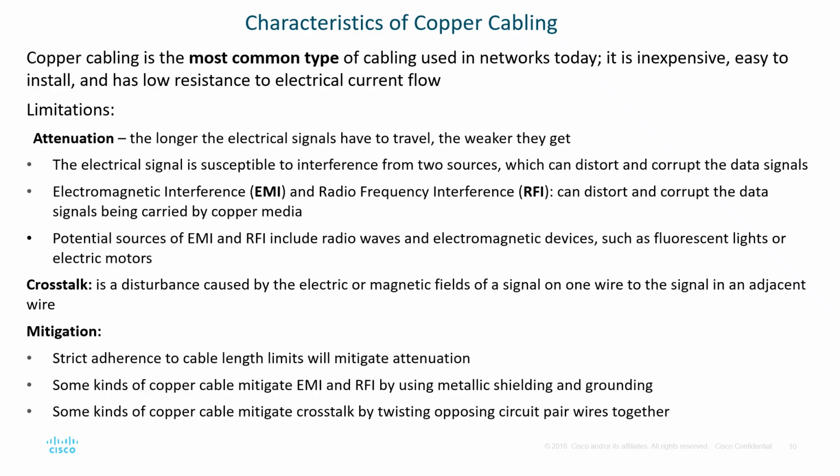strict adherence to cable lengths must be followed in order to mitigate attenuation. Some kinds of copper cable mitigate EMI and RFI by using a metallic shielding and grounding. Some kinds of copper cable mitigate crosstalk by twisting opposing circuit pairs together. Again, I can either potentially be a positive or I could potentially be a negative. If I twist those two together, they will cancel each other out. It's like having a positive 1 added to a negative 1.